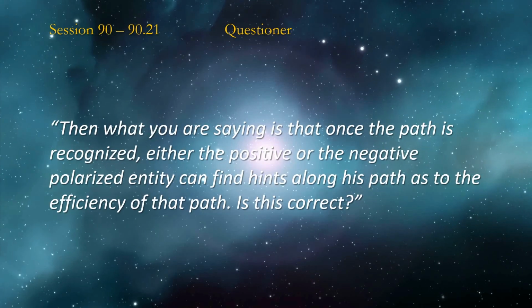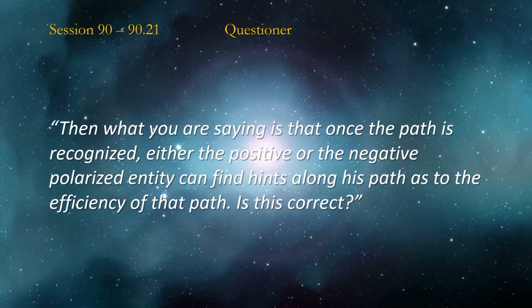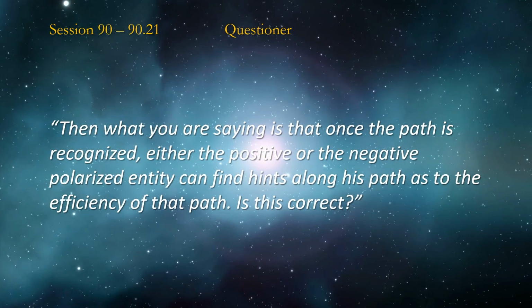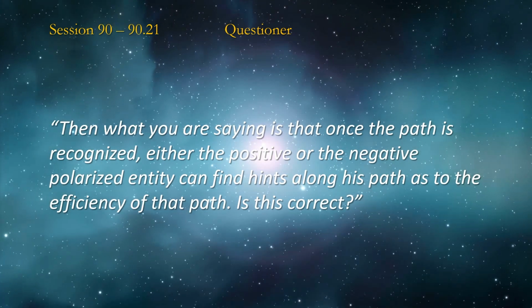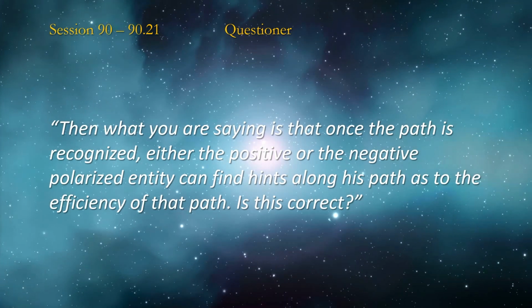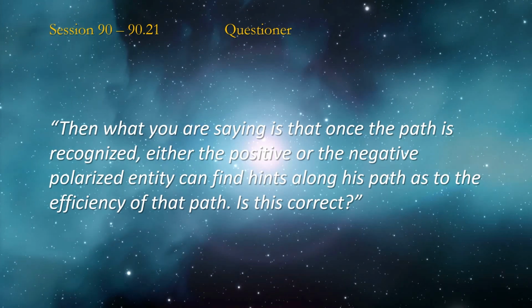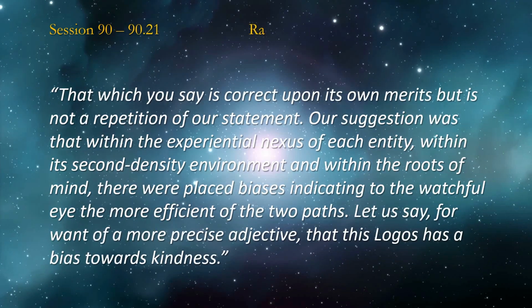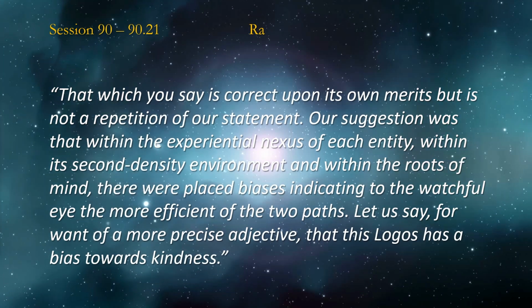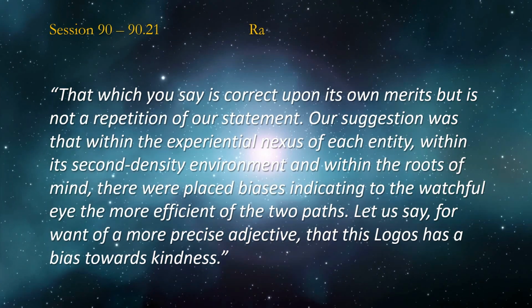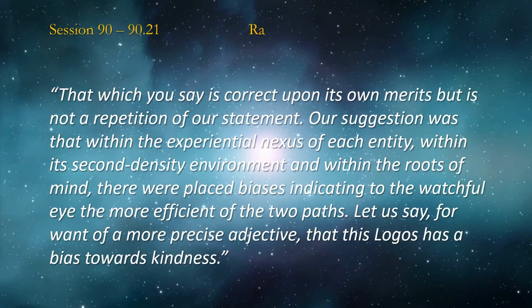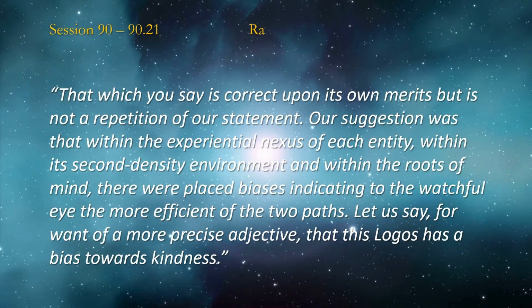Now it's funny because Don says in question 21, then what you're saying is that once the path is recognized, either the positive or the negative polarized entity can find hints along his path as to the efficiency of that path. Is this correct? Ra says, that which you say is correct upon its own merits, but is not a repetition of our statement. What you say is true, but it's not what we said.